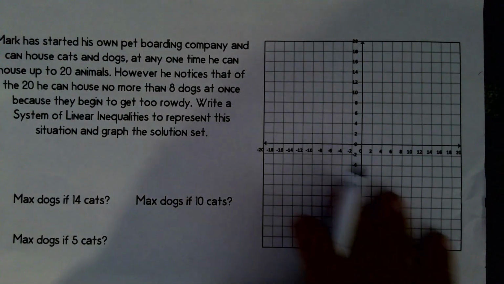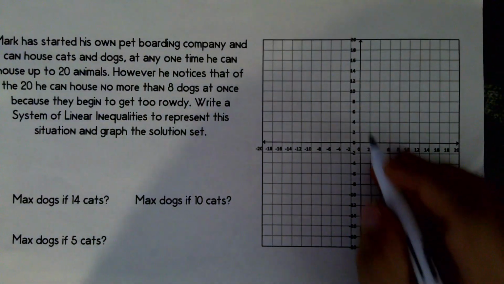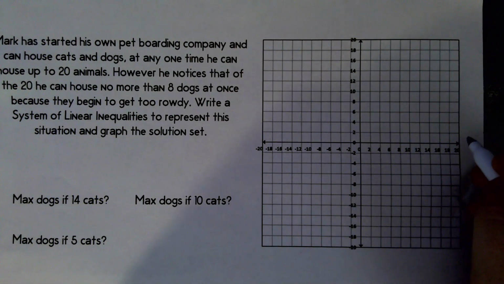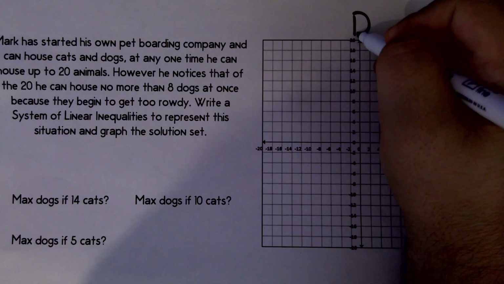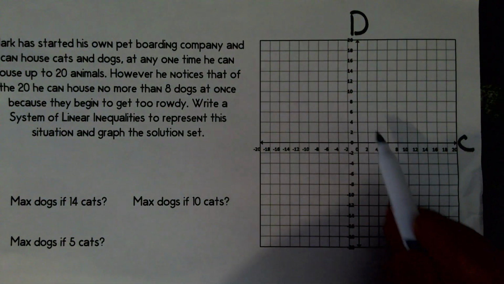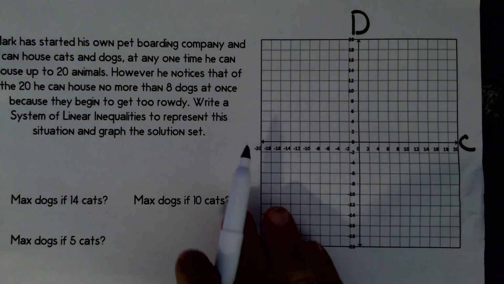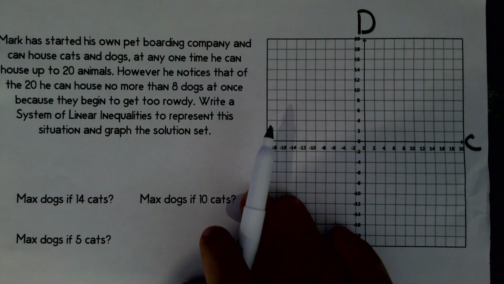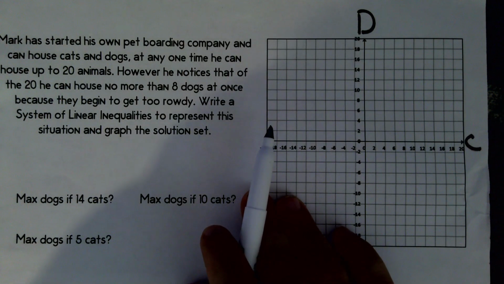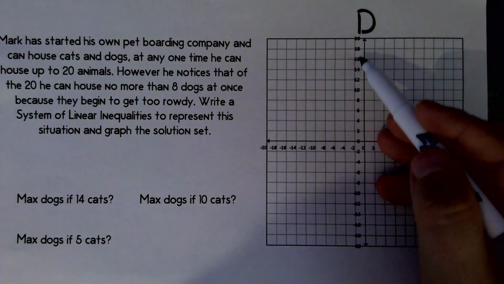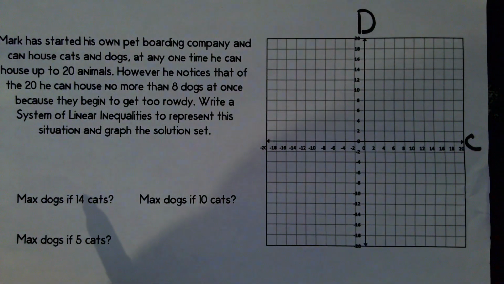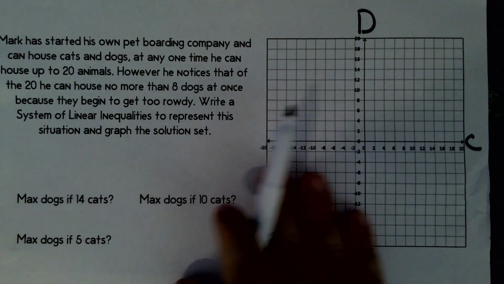And what you should do is come over here to this graph. We know that he's got a certain number of cats. We can have up to 20 cats and dogs combined. So when we add the cats and the dogs together, it should be up to 20 or less than 20. However, he notices that of the 20, he can house no more than 8 dogs at once because they begin to get too rowdy. So of these dogs that we can go up to 20, we can actually only go up to 8. Write a system of linear inequalities to represent this situation and graph the solution set.